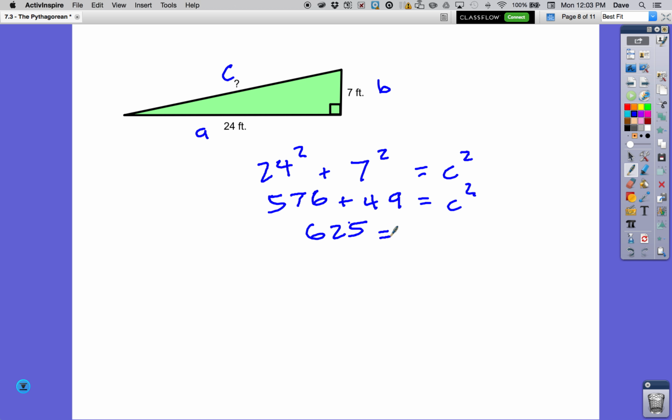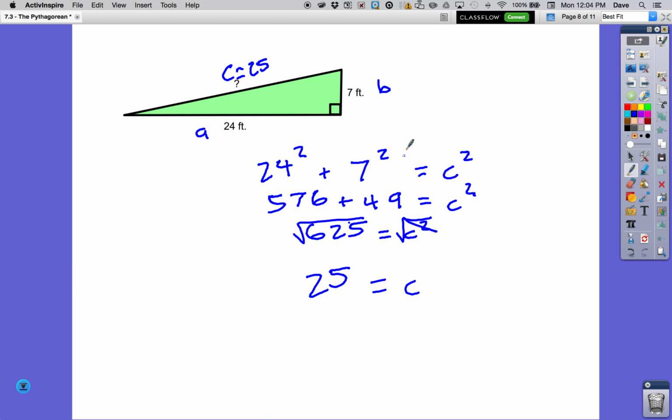We've cleaned that up as much as we can, but now we have to solve the equation. We have to solve for C. As we've learned, the opposite of squaring a number is to take its square root. So we'll undo the square by square rooting, and this will give me my measurement of C. The square root of 625 turns out to be 25. So if all these measurements hold true, then our missing measurement is 25.